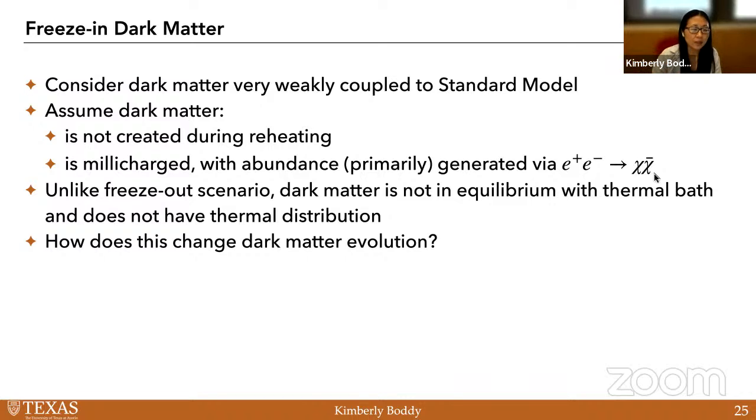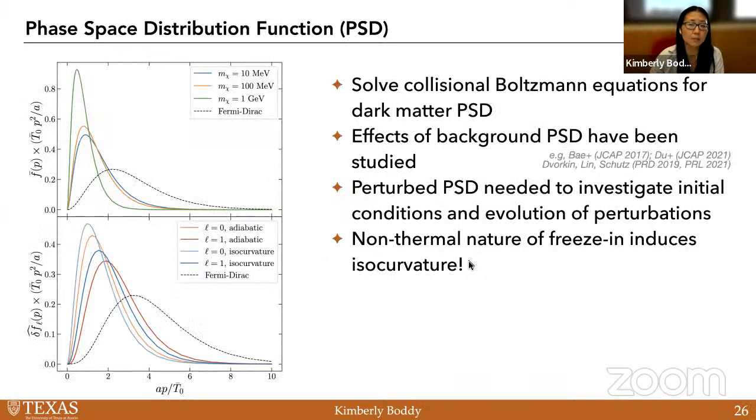And so unlike a standard freeze-out scenario that you may be familiar with, dark matter here is not in equilibrium with the thermal bath. It does not have a thermal distribution, right? And so the question is, how does this impact how dark matter behaves at later times and impact our observables? And so we don't have a thermal distribution, and so we need to know what the distribution for dark matter actually looks like. So we have to solve some collisional Boltzmann equations to numerically compute what the phase-space distribution function looks like.